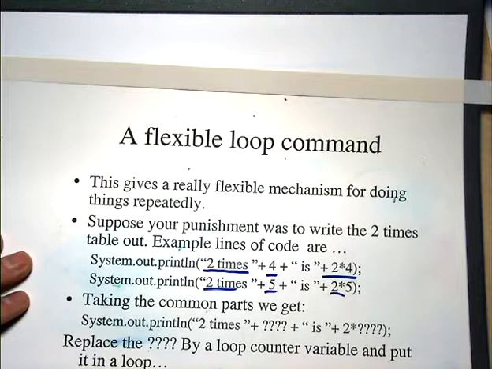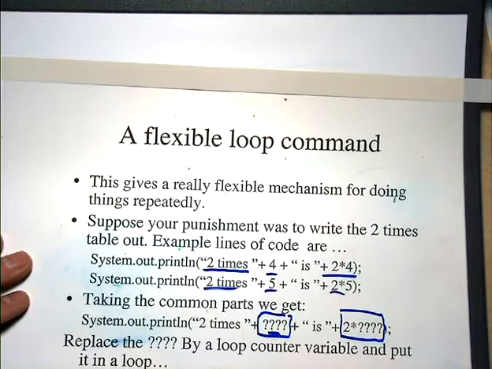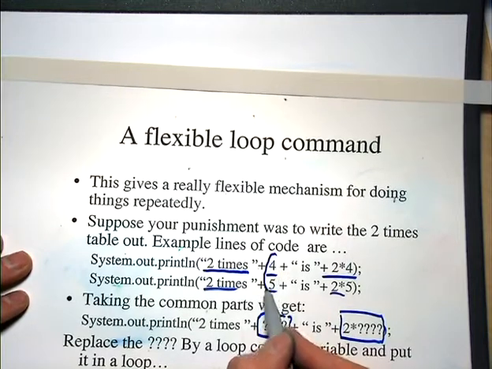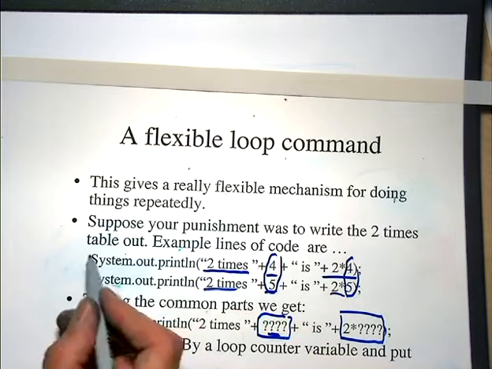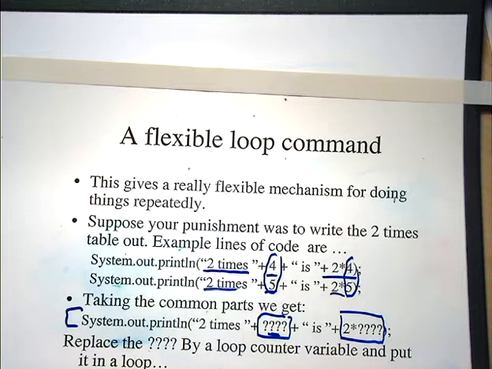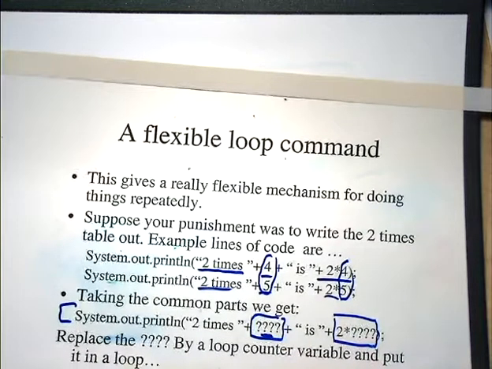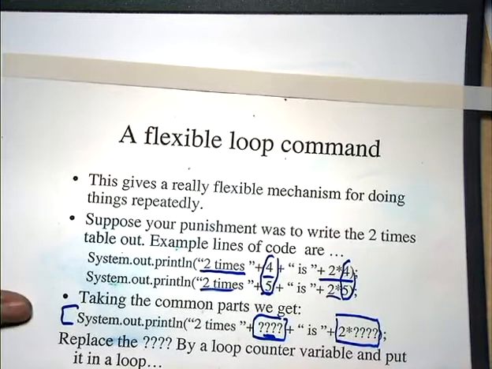So if we do what I said before and put question marks for the bits that are changing each time, what we end up with is 2 times something is 2 times something. And again, what is that something? What are the question marks? It's actually something that's counting 4, 5, 6, 7, and so on. And so what we just need to do is put this one statement inside a loop, and then have a counter variable, and then the counter variable will keep track of the things that change in the things that we print. And that's exactly what I've got here.